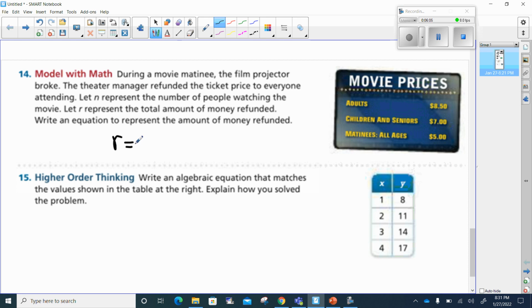And then N represents the number of people. The theater manager refunded the ticket price to everyone attending. So we don't know how many were adults or children and seniors, or matinees of all ages. But it does say during a movie matinee. It doesn't say anything else, so all ages is the matinee. I'm going to say that R must equal 5n, right? Because that's for all the people in the matinee.